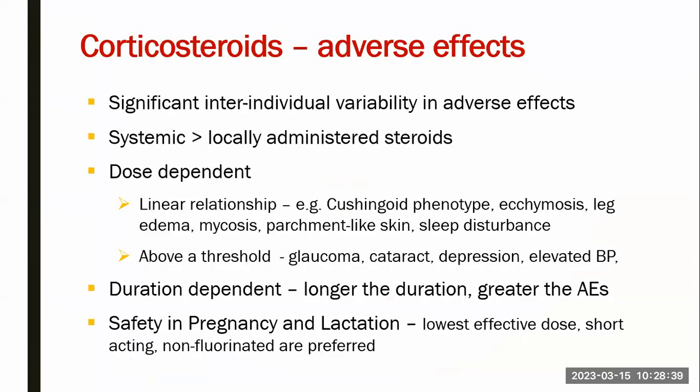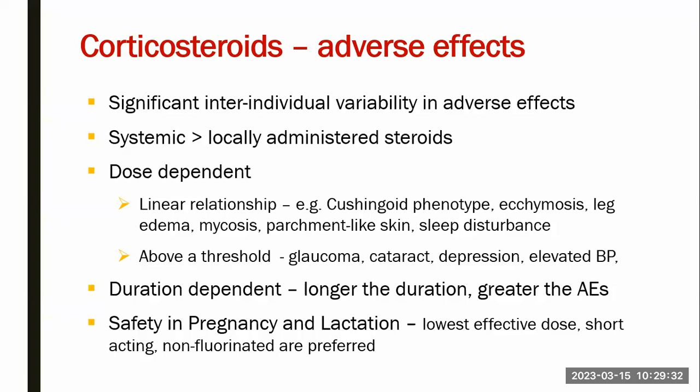The thing about steroid side effects is that there is a significant inter-individual variability. And if you give it systemically, that is either orally or intravenously or intramuscularly, the side effects will be more than giving it locally. And there are certain ones that are dose dependent, like the cushingoid phenotype, the immunosuppression, changes in the skin, which increase as the dose increases. And there are certain ones that increase after a certain threshold, like developing glaucoma or cataract, or developing certain psychiatric manifestations like depression or elevation of blood pressure.